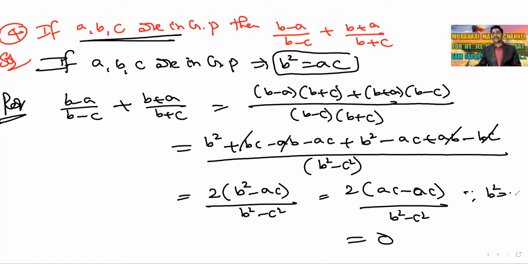Since B square is equal to AC. Okay. What is the answer? 0 is the answer.